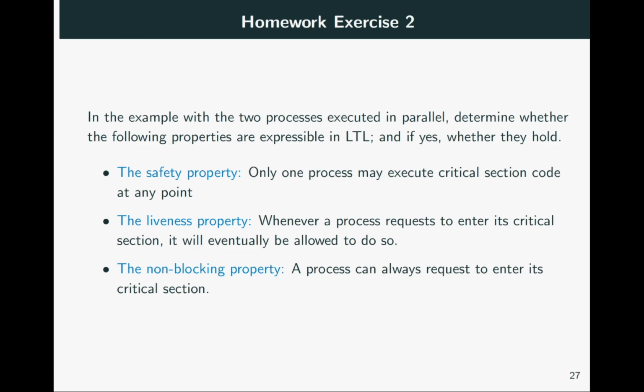Another homework exercise asks you to express some properties as LTL formulas for our process and critical section LTS, and to check whether they hold. These properties are a safety property, saying that only one process may execute a critical section code at any point. A liveness property, meaning that whenever a process requests to enter its critical section, it will eventually be allowed to do so. And a non-blocking property, stating that a process can always request to enter its critical section.